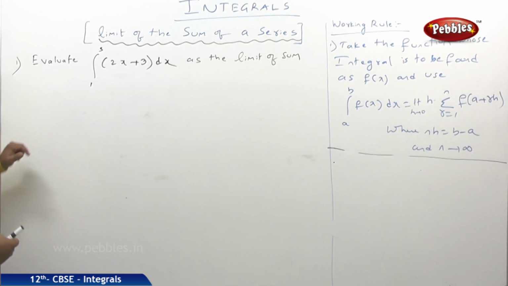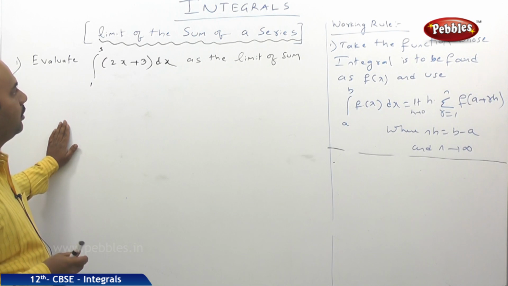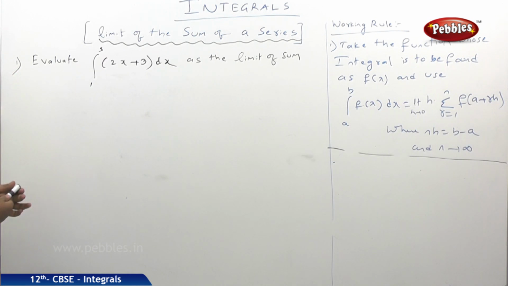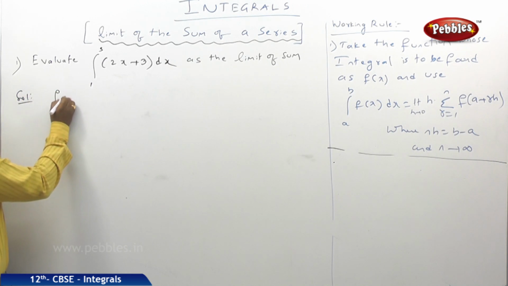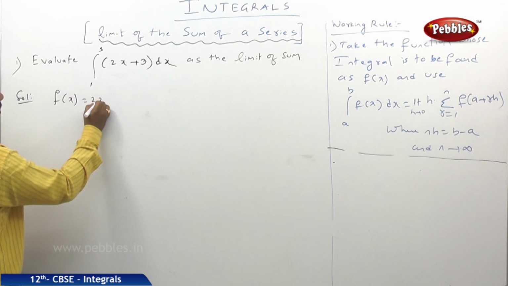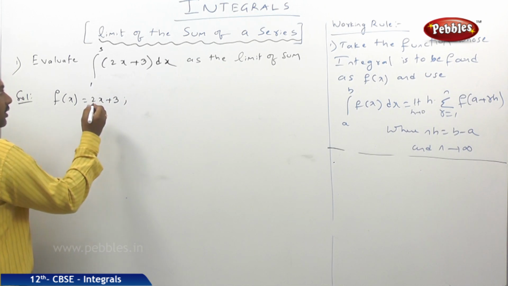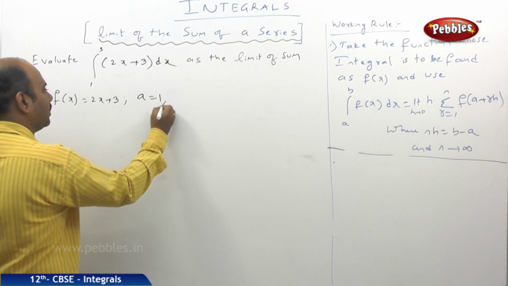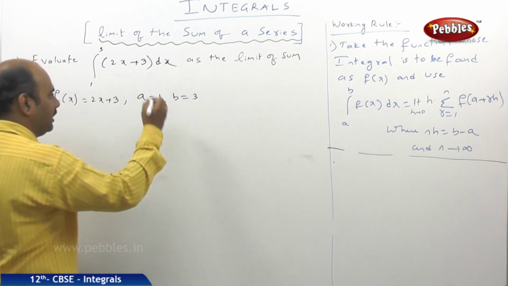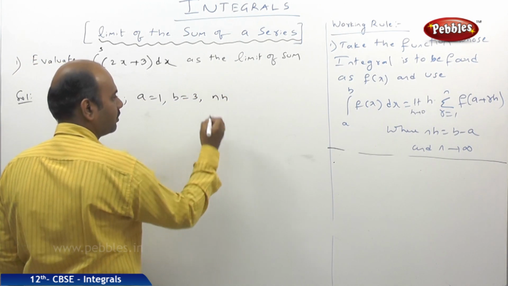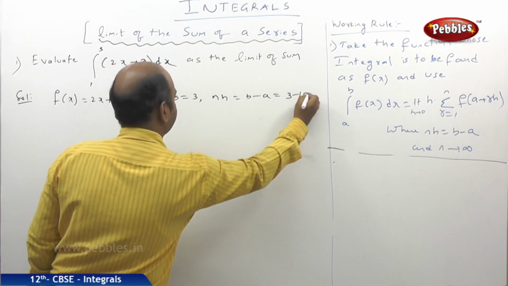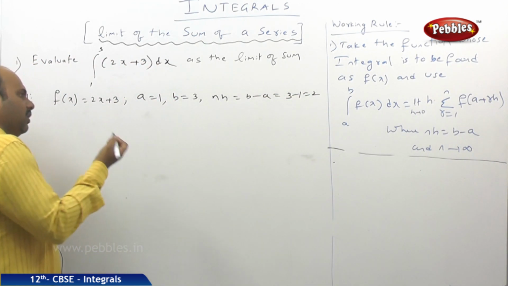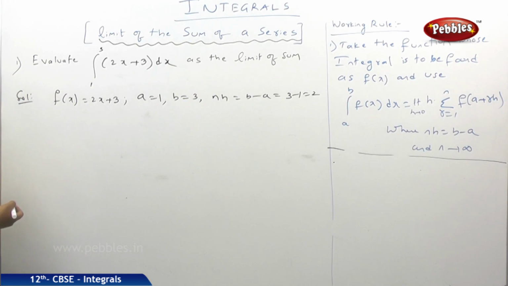What is the example? Evaluate integral 1 to 3 of 2x plus 3 dx. Here our function is f of x, so you need to observe carefully. Here f of x is 2x plus 3. What is our lower limit? 1. What is our upper limit? 3. And here nh is b minus a, that is 3 minus 1, which is equal to 2. And always n is tending to infinity, that is clear to us.